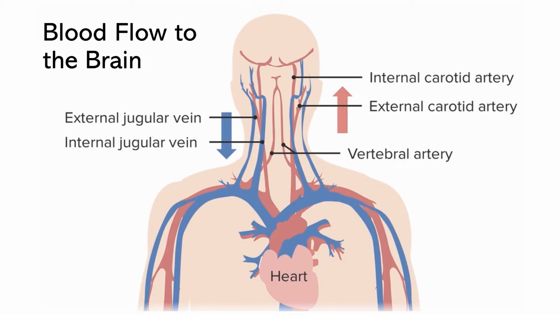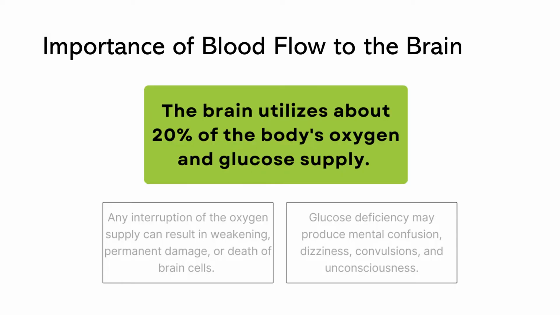So now let's talk about the blood flow to the brain. The blood flows to the brain by way of the vertebral and carotid arteries. It flows away from the brain and back to the heart by way of the jugular veins. The brain utilizes about 20% of the body's oxygen and glucose supply. Unlike other parts of the body, the neural cells are unable to undergo lactic acid fermentation, so they have an absolute requirement for both glucose and oxygen in order to have energy.